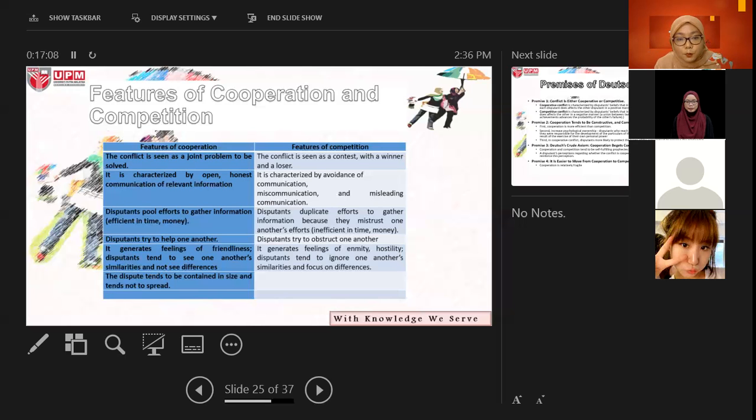Okay, and then disputants pool effort to gather information. Both parties working together to get the necessary information to resolve their conflict. So that's why it is efficient in time and money. Okay, and then disputants try to help one another. It generates feeling of friendliness.